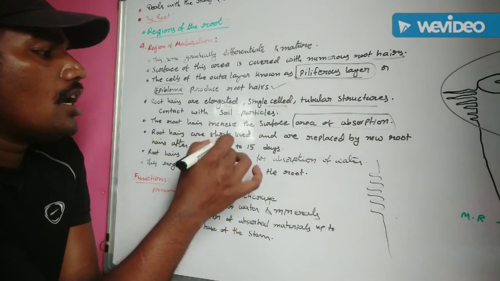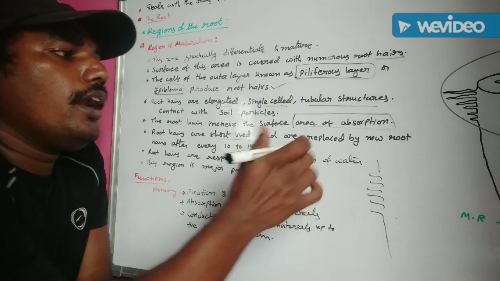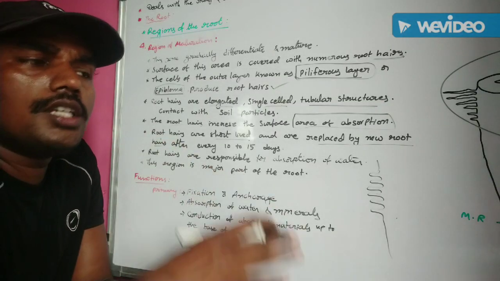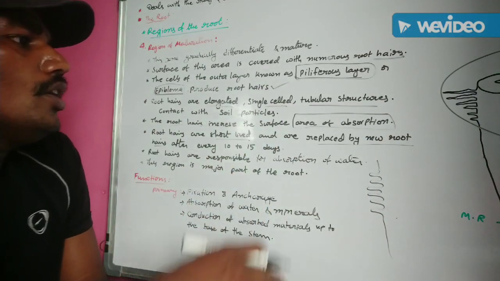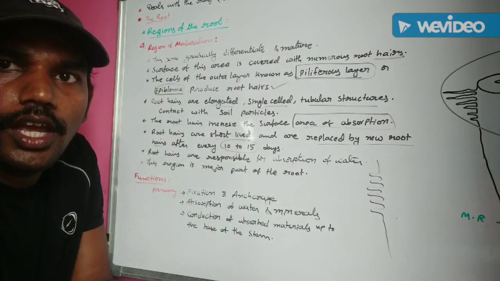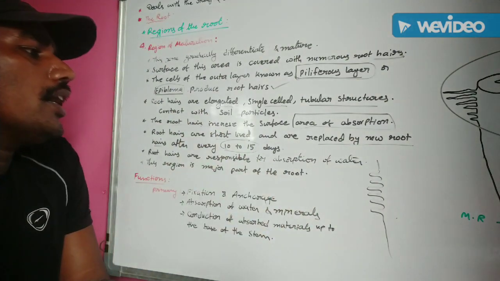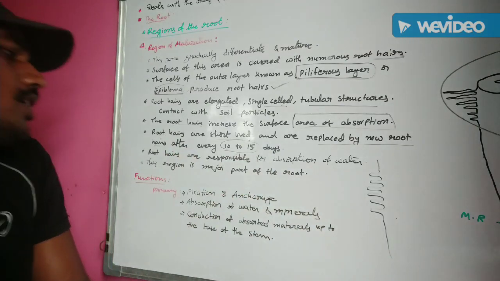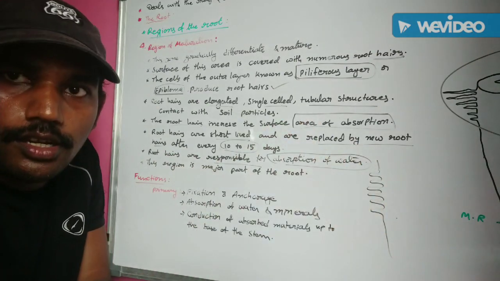Next one, root hairs are short-lived, not permanent. Root hairs are short-lived and are replaced by new root hairs after every 10 to 15 days. Every 10 to 15 days, the older root hairs are replaced by new root hairs. Understand? Next one. Root hairs are responsible mainly for the absorption of water.